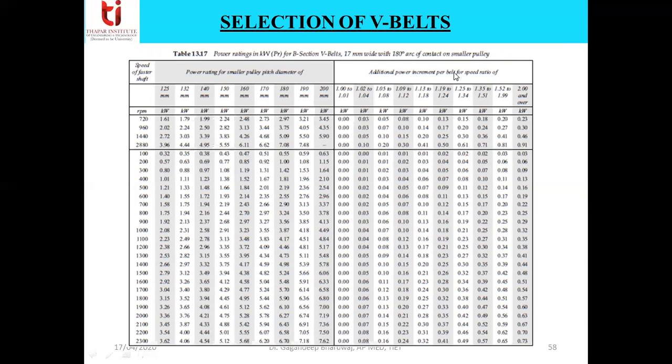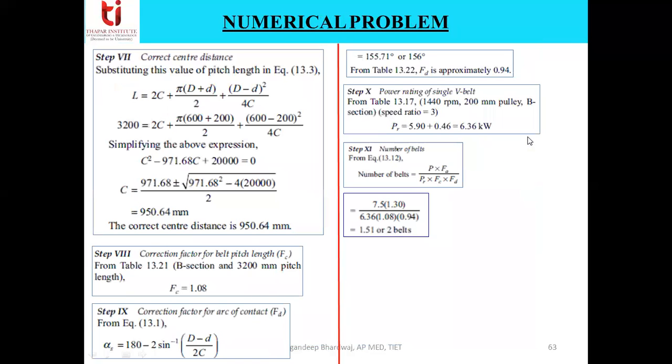Now for additional power, the belt speed ratio is 3, which means 2 and more. This is 5.90, and for the speed ratio the additional value is 0.46. So we will add this additional 0.46 to 5.90. This table is selected according to the type of cross section; if it is A section, you will check the value there. Three parameters are required: speed of faster pulley, pitch circle diameter, and the speed ratio. So 5.90 plus 0.46 is 6.36 kilowatt.